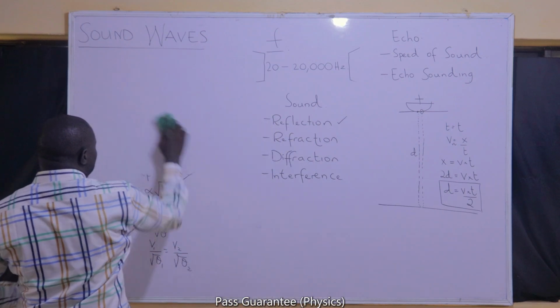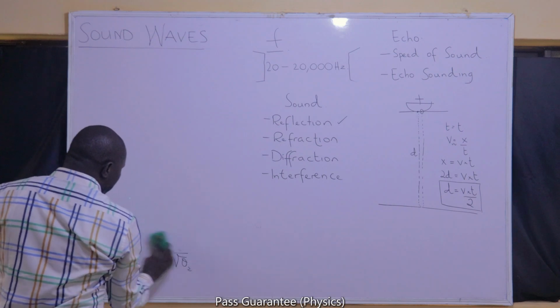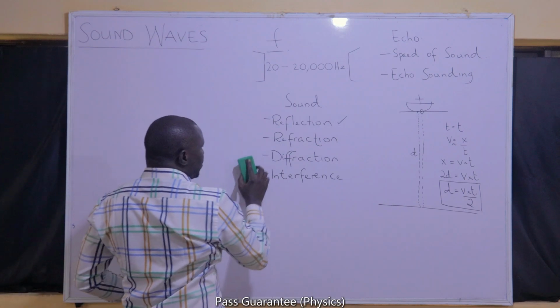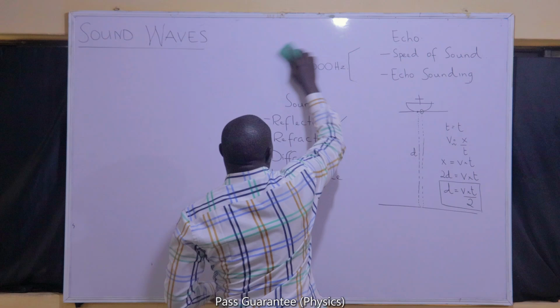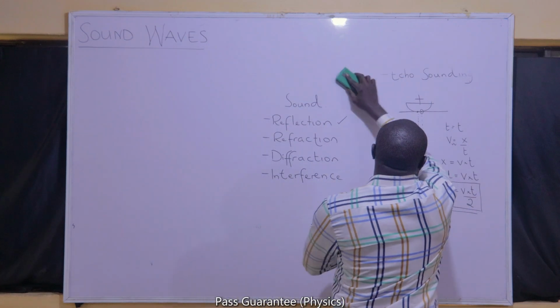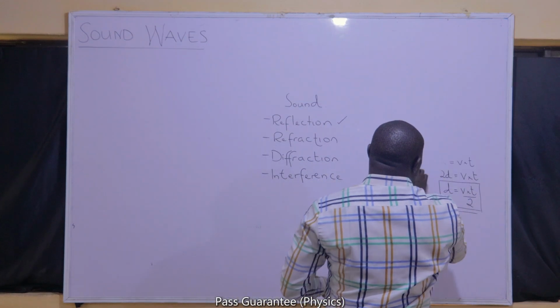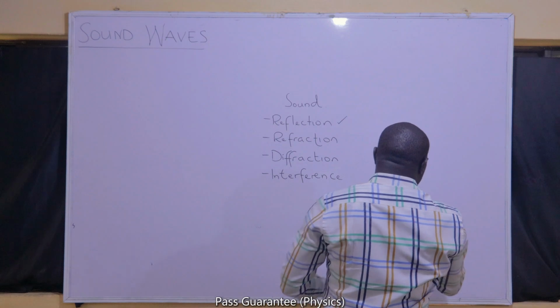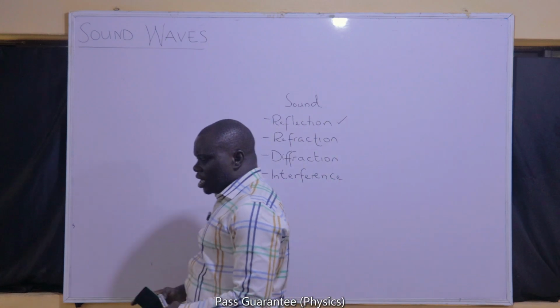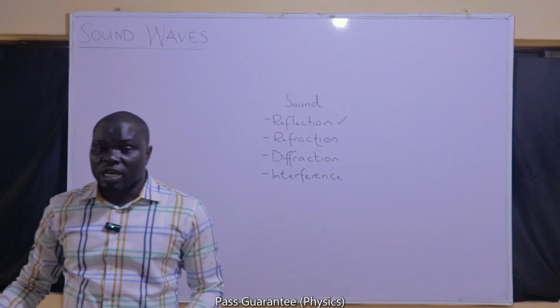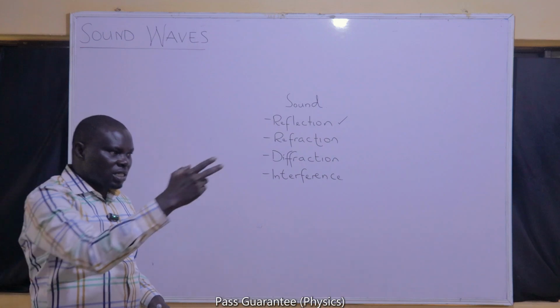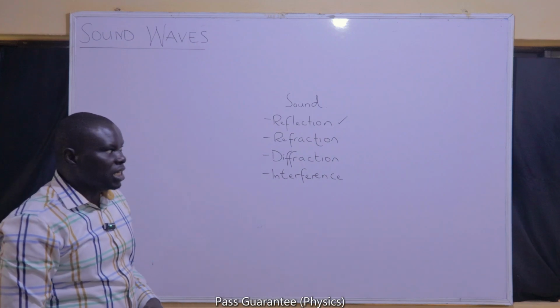Sound can be refracted, and sound can be diffracted. It can also undergo the process of interference because it is a wave. Refraction of sound is what is responsible for why it is possible for us to hear sound coming from a great distance at night than during the day.